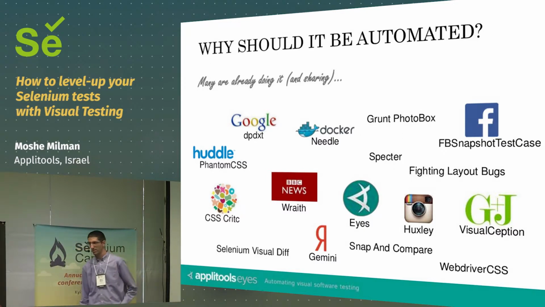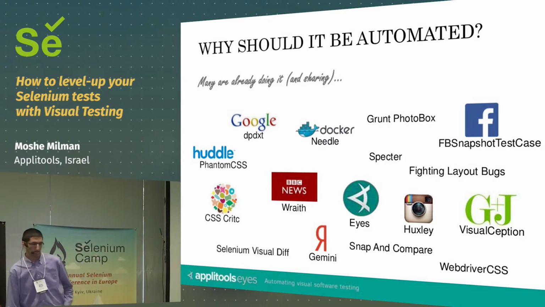Many companies are already doing visual testing and doing it successfully. If you look at Facebook and Google and BBC, when they saw the need for visual testing, they developed their own tool, because a few years ago there weren't any good solutions, so people started developing it on their own. I'm including here a few examples of some of the leading tools available today for visual testing. We're going to dive deeper into some of these tools during the session. Google developed this DPDXT tool, Facebook developed one of their own solutions, and Huxley also came up with a great tool. We're going to drill down to the details very soon.